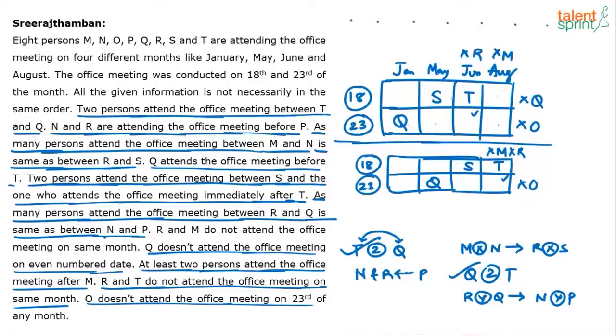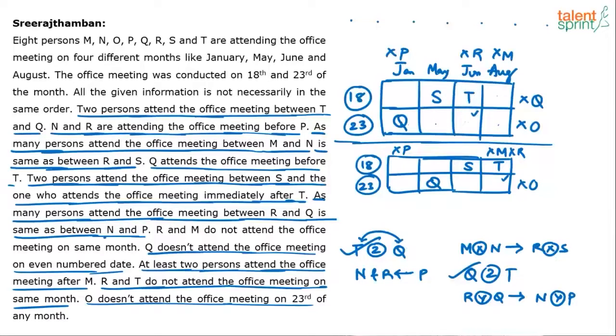A few other things that we can understand is that N and R cannot be 23rd August because both N and R are before P, right? So N and R cannot take the last slot. Similarly, P cannot take the first slot. Actually, P cannot come in Jan. I can say that P cannot come in Jan in both the cases. Why can't P come in Jan? Because N and R, two people, have to come before P. So if P is taking the slots in Jan, then how will two people come before P, right?